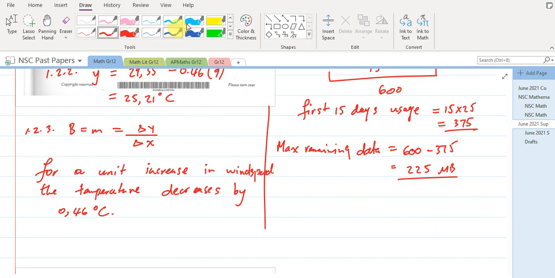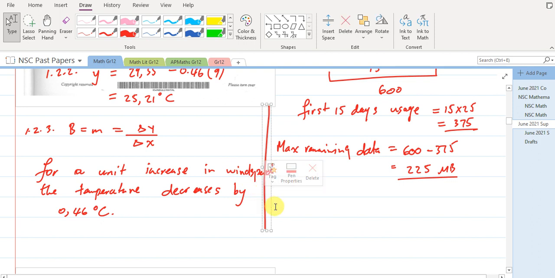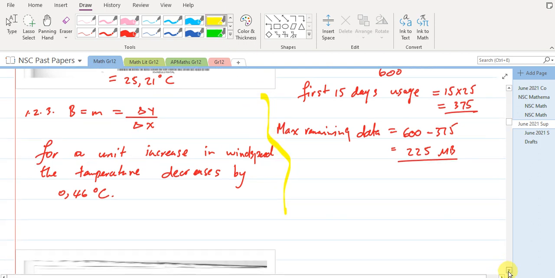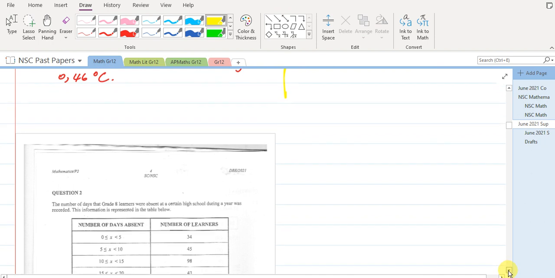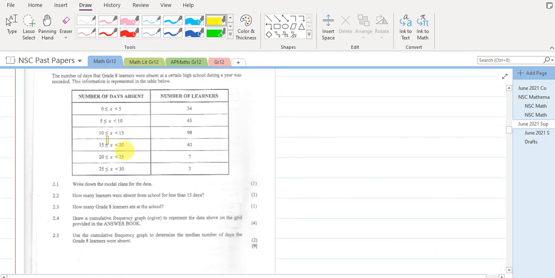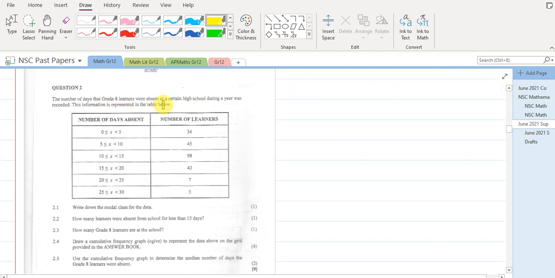Right, next question. Question 2. The number of days that grade 8 learners were absent at a certain high school during a year was recorded. This information is represented in the table below. Number of days absent: 0 to 5, 5 to 10, 10 to 15, up to 25 to 30. These are all the numbers of learners absent within these intervals.